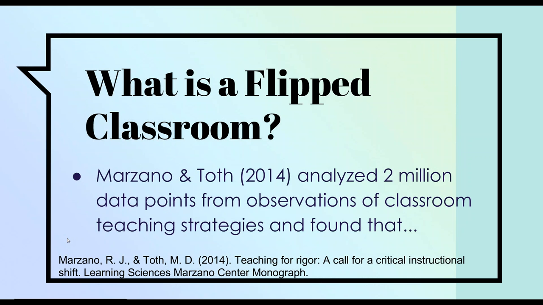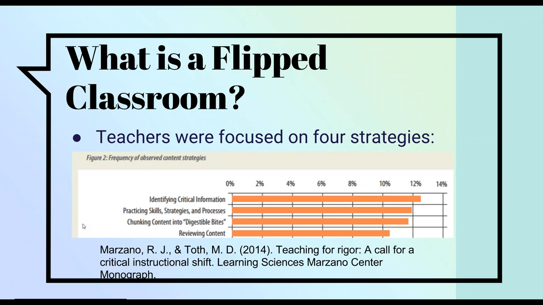In a study published in 2014, Dr. Robert Marzano analyzed 2 million data points from observations of classroom teaching strategies. And 2 million data points is a lot. What he found was that teachers across the board, it didn't depend on the grade level, the type of school was not important, but that teachers were focused on 4 main strategies: identifying information, practicing skills, chunking content into digestible bites, meaning that they were teaching a part of some content to clarify for students, or they were reviewing content.